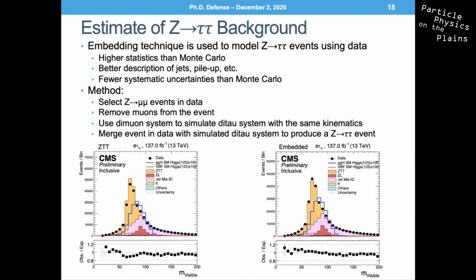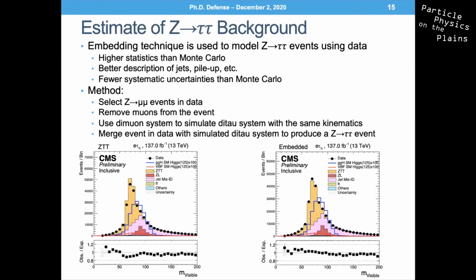So first talking about the data-driven estimate of this Z to tau tau background. What we do here is we use the embedding technique, which, like I said, is a data-driven method. So it's got a few advantages. It gives us much higher statistics than we could simulate in Monte Carlo. It gives us a better description of things like jets and pileup in the event because these things are coming directly from data. And then again, since most of the event comes directly from data, there are fewer corrections and then fewer systematic uncertainties with respect to using Monte Carlo simulation.